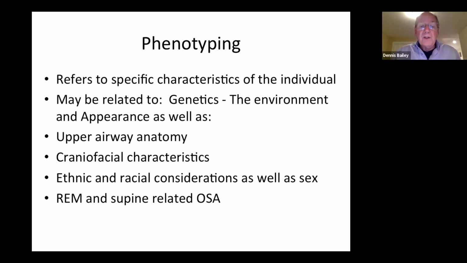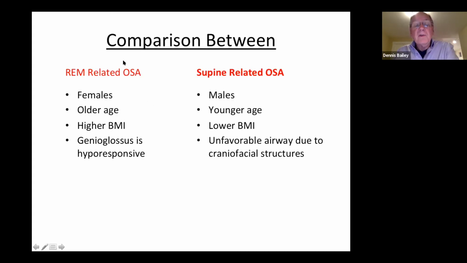And it also looks at what are the differentiations between REM and supine-related OSA. Are there differences? Well, part of what they define is, yes, there are differences. REM-related OSA tends to have a predilection towards females. It tends to be seen more in the older age groups. Typically, these patients have a higher BMI. And the genioglossus in many of these cases is hyporesponsive to airway issues.